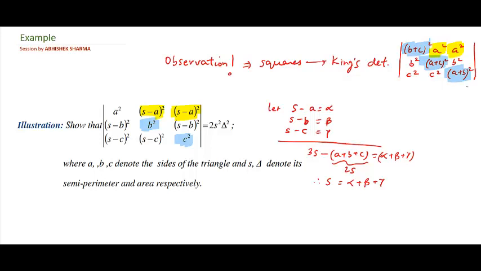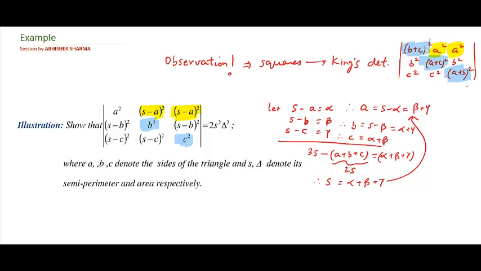And now from here I can write the value of a is s minus alpha. So the value of a becomes beta plus gamma using this relation. Think about this. It's very obvious, right? It's very elementary stuff. Similarly, if s is equal to alpha plus beta plus gamma, then the value of b will be s minus beta, and this will be equal to alpha plus gamma. And by the same argument, c will be equal to alpha plus beta.